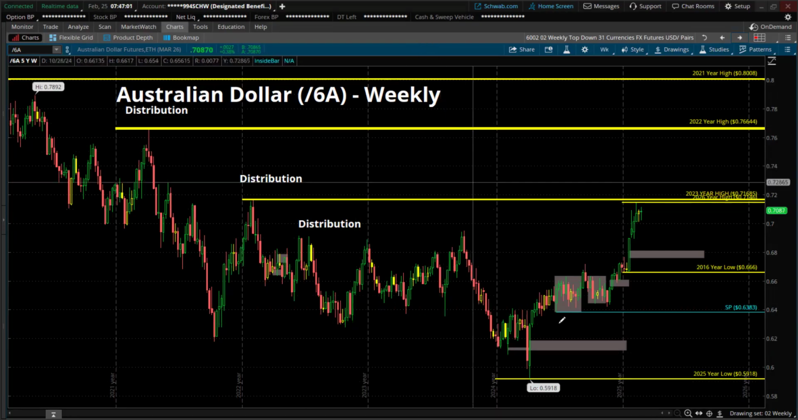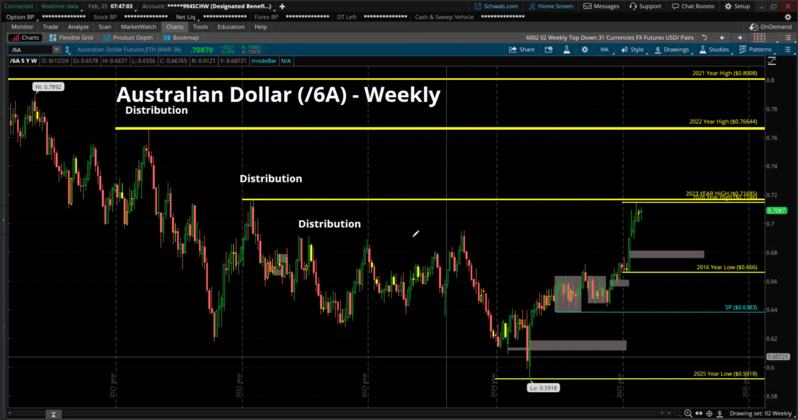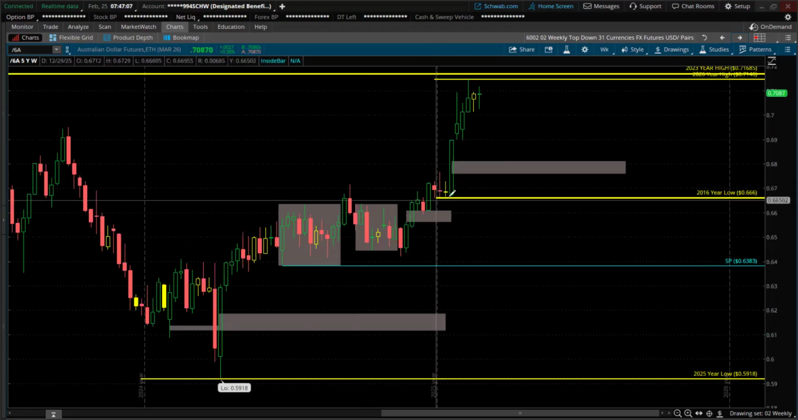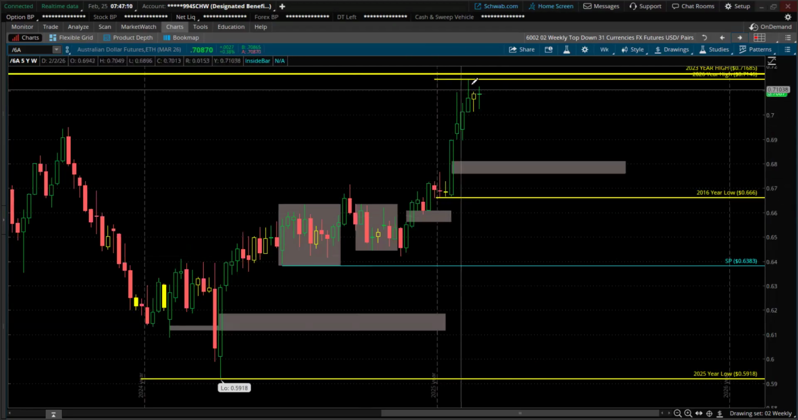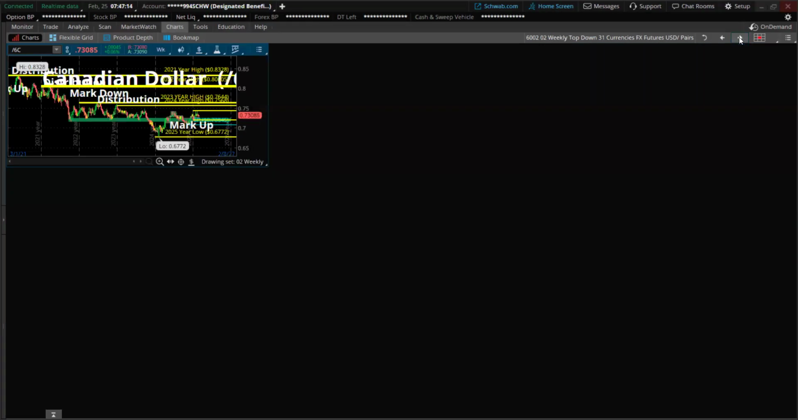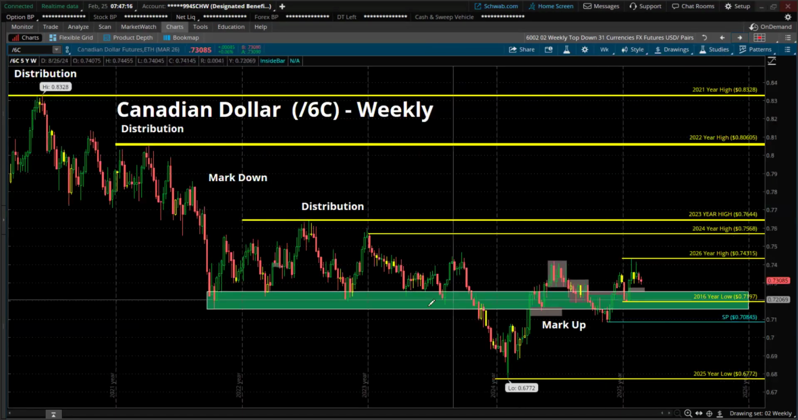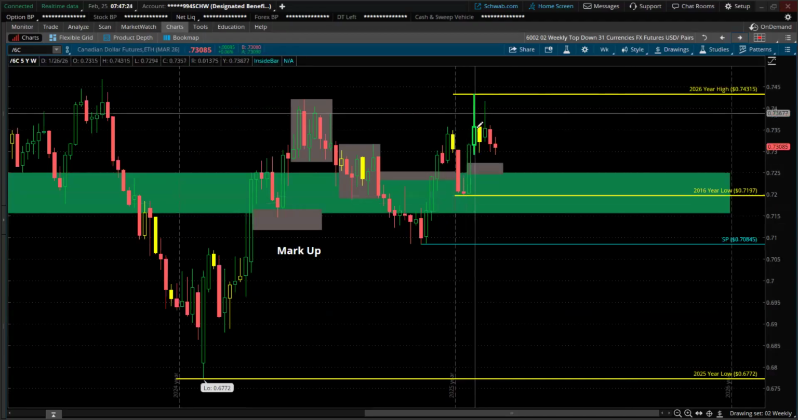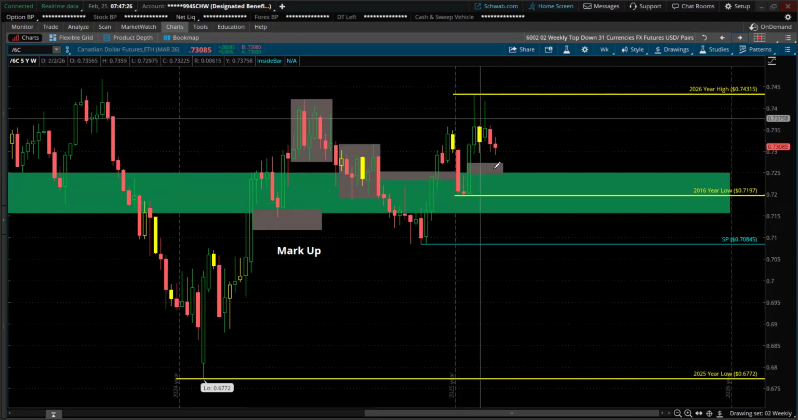So the Australian dollar, the low of 2025, getting a reversal since then. The low of this year, strong move up. We already broke the inside candle last week. Canadian dollar, neighbors to the north, key demand zone, green area. The low of last year, the low of this year. Consolidation, retracement.